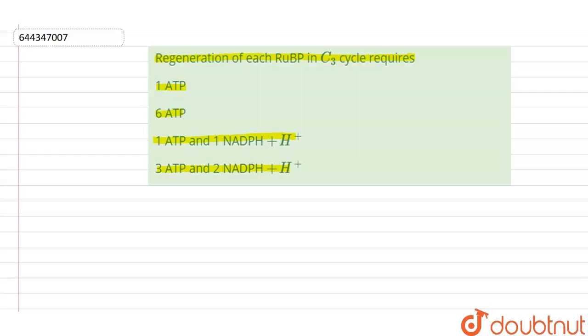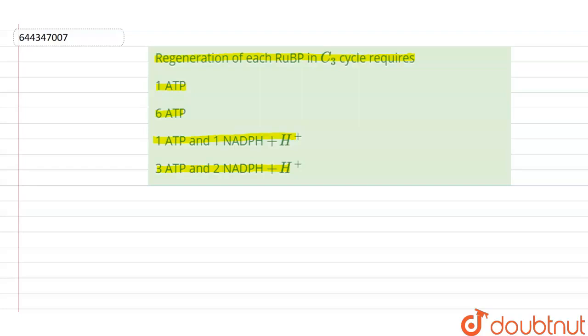To understand this question, first we have to understand the process of the C3 cycle. The C3 cycle or Calvin cycle is a cyclic reaction through which carbon fixation takes place. Carbon is fixed into glyceraldehyde 3-phosphate, which then produces glucose.